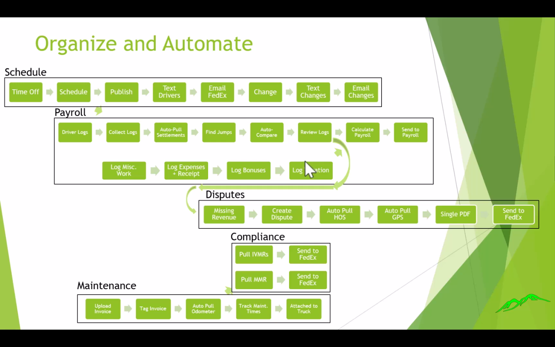So now that we have our information from our employees, we have information on our trucks, and then we have your route information brought in from FedEx, we can do some things now. We can create schedules. From the schedules, we can roll that into payroll. From payroll, we've reviewed the miles and agreed to them, and found discrepancies where you might be missing some revenue from FedEx. We can also create your compliance reporting that you need weekly and monthly with IVMRs and MMRs, and we can do some work with maintenance on your trucks.